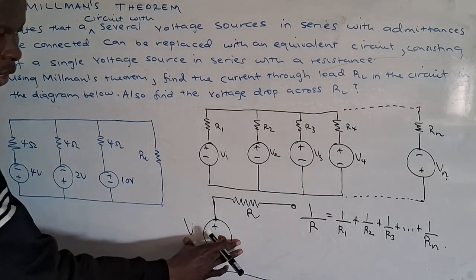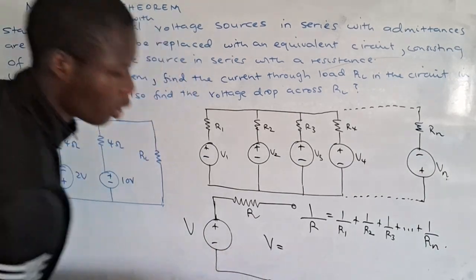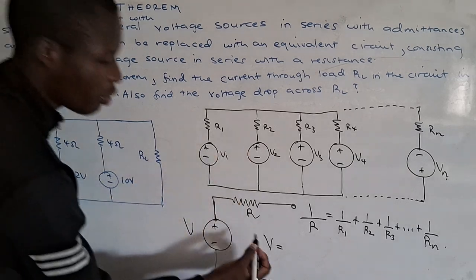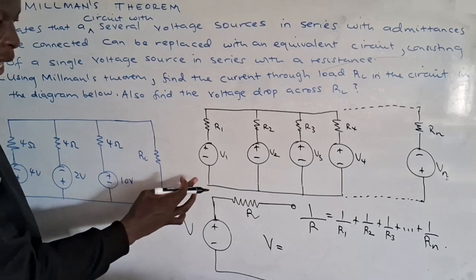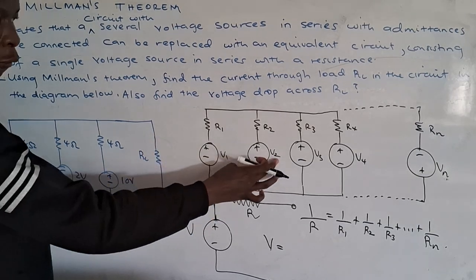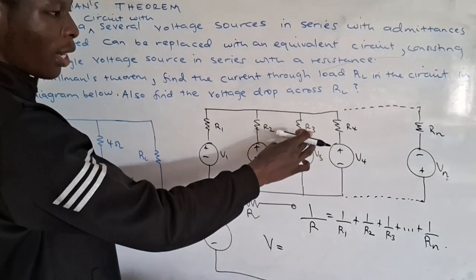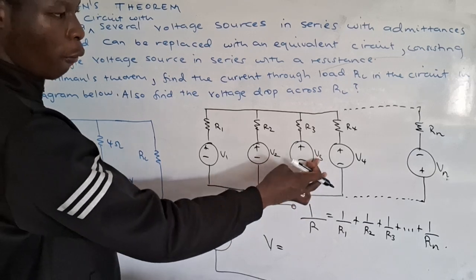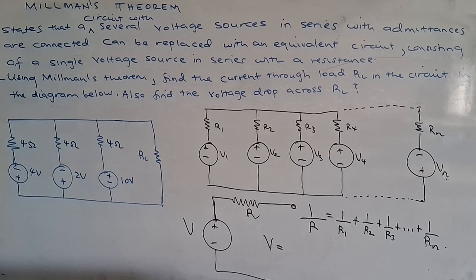How to find this voltage? This V is nothing but the sum of the branch currents. You have V1, you have R1, so you can calculate the branch current here. You have V2 and R2, you can calculate the branch current. V3 and R3, you can calculate the branch current. You have voltage and resistance. In order to find the current, V is equal to IR, so I is equal to V divided by R.